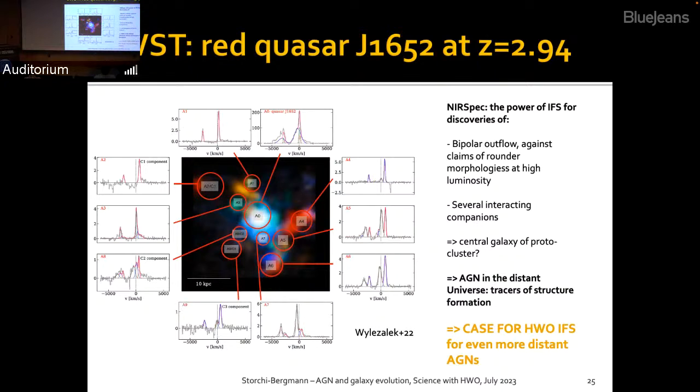So the case for Habitable Worlds Observatory, as I understand, is that we could do this same type of study for high-redshift objects with more sensitivity. Although we are learning a lot with JWST, we can have more sensitivity with Habitable Worlds and do the same studies for even more distant AGN.